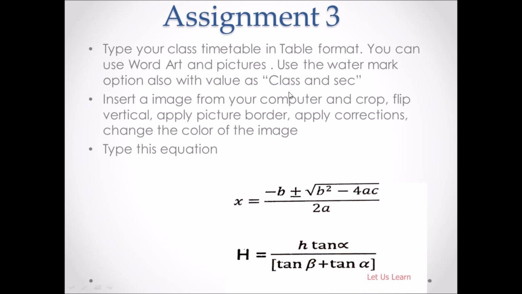The value for the watermark is your class and your section, which section. For example, 9A, like that. Okay, next you have to insert a picture from your computer, crop the picture, do these modifications and all formatting, like flip vertical, apply picture border, apply corrections, change the color of the image, like that. And next you have to type this equation in Word.